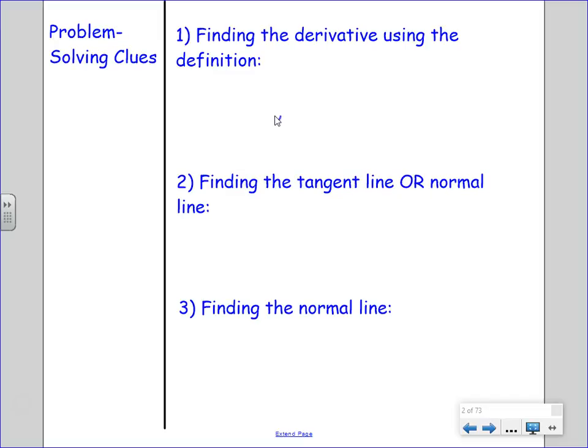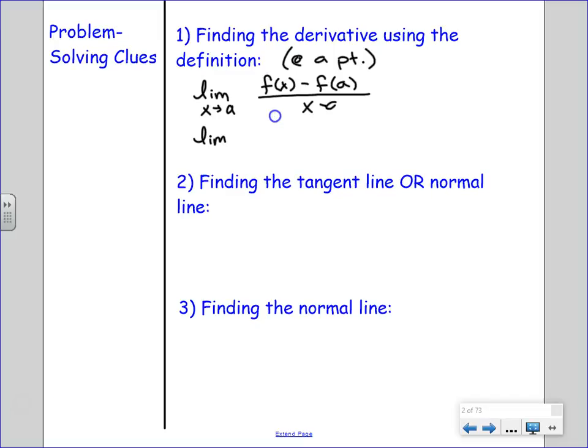Problem solving clue: find the derivative at a point. I think we just wrote this down a few days ago, and there are two different variations. You could have x approaching a constant, something like a, and you could have f of x minus f of a all over x minus a. That's one variation. What was the other one again?